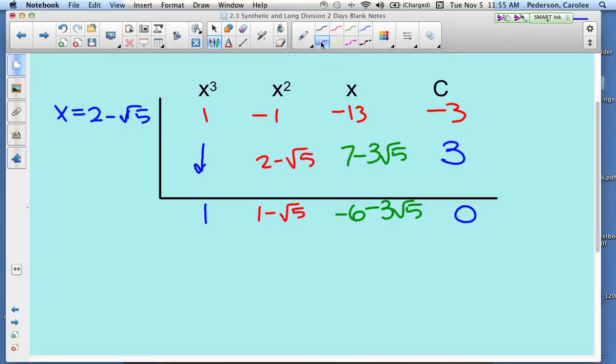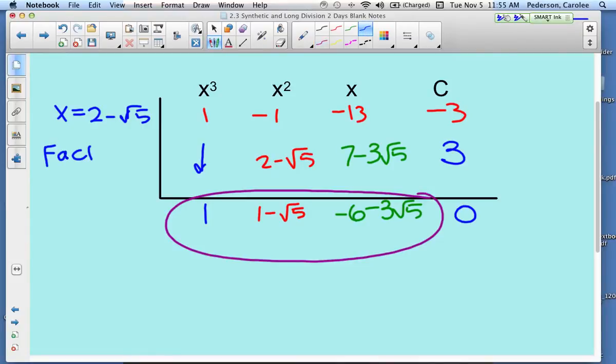So I'm going to circle this piece right here. This is what I'm going to work with next. Now I factored out x minus 2 minus the square root of 5. That's what I factored. So I took out a degree essentially. So I'm going to drop it by a degree. So now this is going to be x squared term. This will be my x term. This will be my constant.